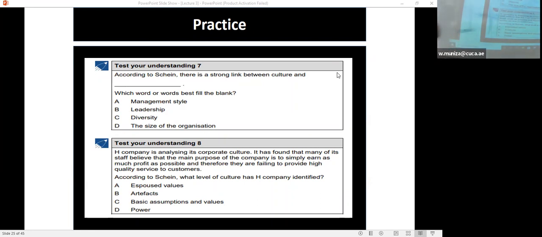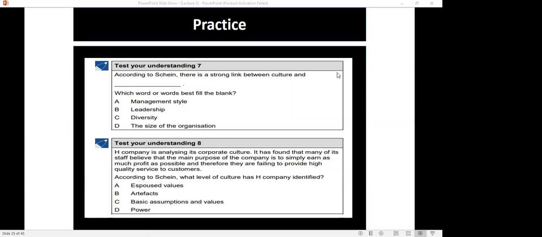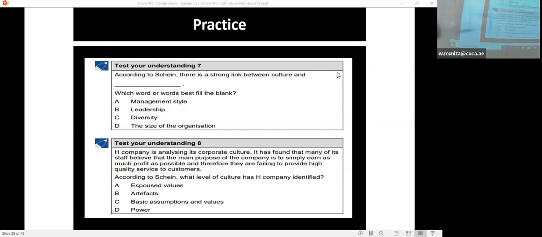According to Schein, we have discussed three management theorists who gave us their views about organizational culture: Schein, Handy, and Hofstede. Am I right? So according to Schein, which two things have a strong link between them? Culture and? Rabia? Yes, ma'am. According to Schein, there is a strong link between culture and?